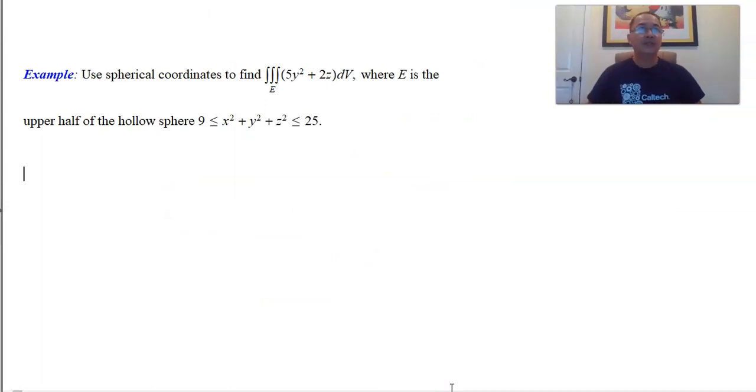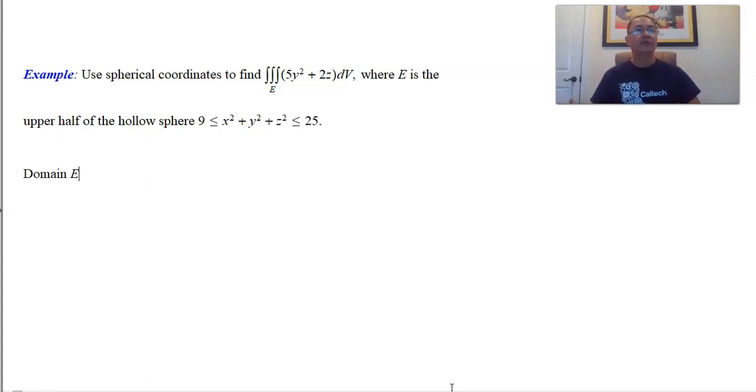All right, let's do this. Use spherical coordinates to find the triple integral over E of 5y squared plus 2z dV, where E is the upper half of the hollow sphere, where x squared plus y squared plus z squared is between 9 and 25. So we saw something like this in our last video. You take a cantaloupe, you cut it in half, and then you orient one of the halves so that it's the upper half of the cantaloupe, and of course you scoop out the seeds because we don't want to eat them.